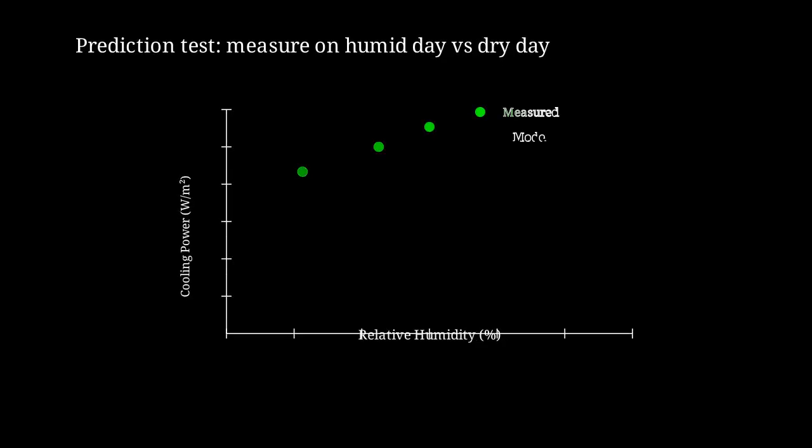Here's a validation plot showing cooling power versus humidity. The green dots are measurements, and the blue line is our model prediction. Good agreement validates our physical understanding.